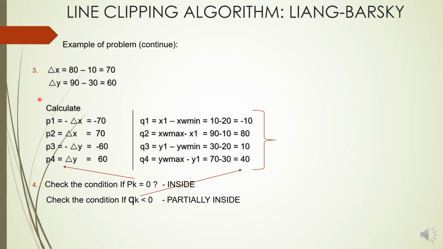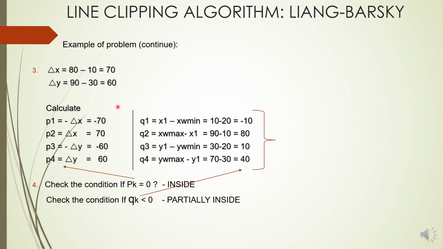Okay, next let us calculate delta x and delta y. Delta x is nothing else but x2 minus x1. Delta y is just y2 minus y1. For x2 is 80 minus x1, which is 10, so you get 70 for delta x. And then delta y is y2 minus y1. Okay, y2 is 90 minus y1, 30, you will get 60. So you got delta x here and then delta y.